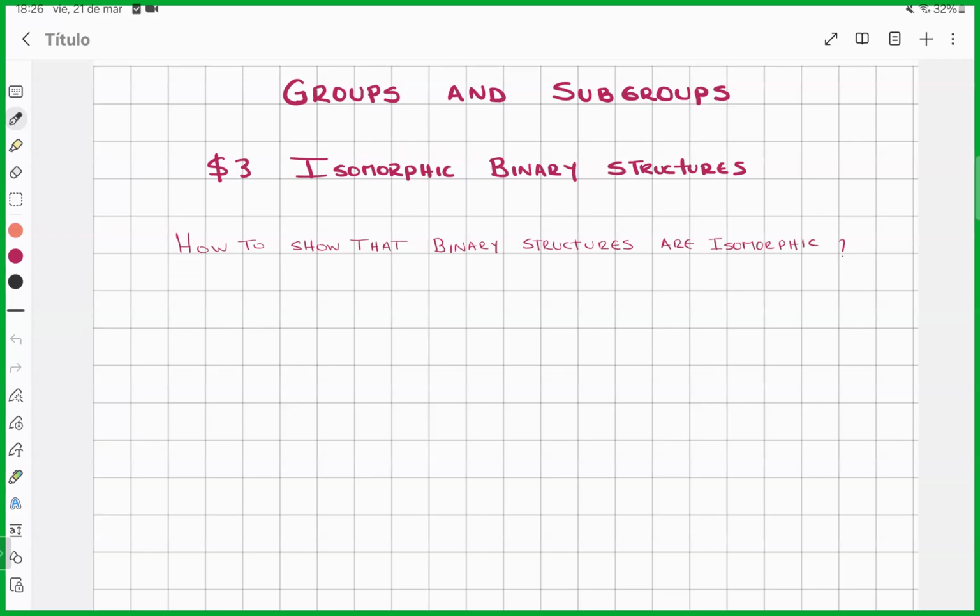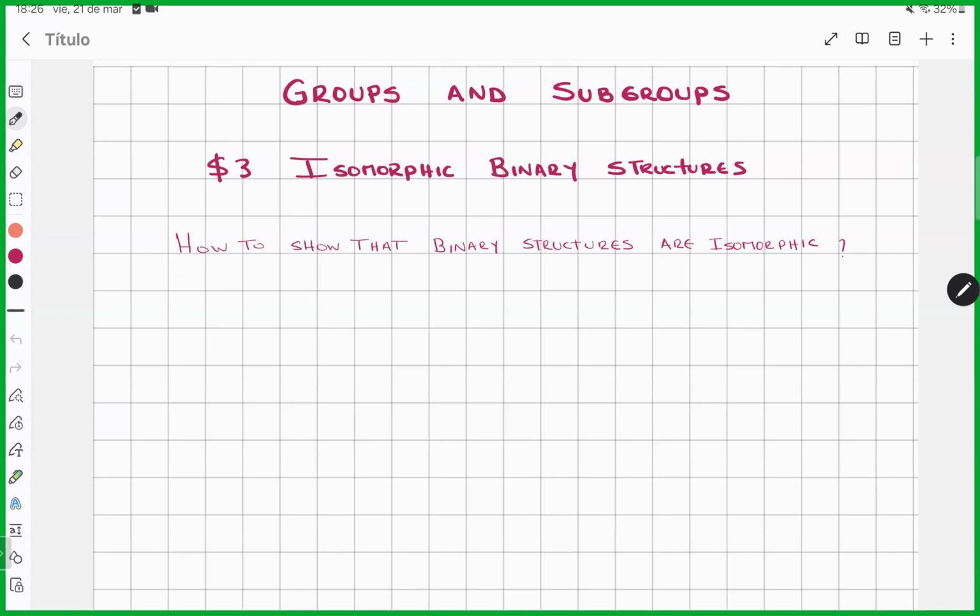Hello, everyone. Let's continue with our topic groups and subgroup. We are in section 3, isomorphic binary structures. And today we will answer the following question. How to show that binary structures are isomorphic?